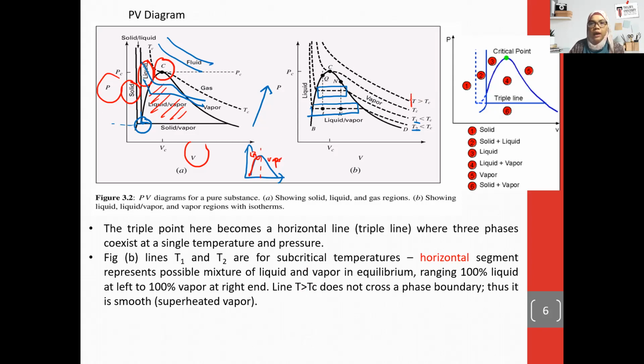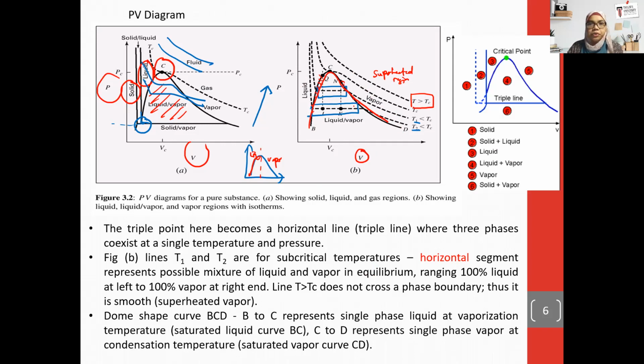If we have T higher than TC, that means the temperature is higher than the critical temperature. We can see the temperature line does not cross the boundary at all. This condition is called the superheated region. That means it cannot turn back to the liquid-vapor region. This line here we call the saturation line, whether the saturation line for the liquid or for the vapor. It depends on the molar volume and also the temperature.